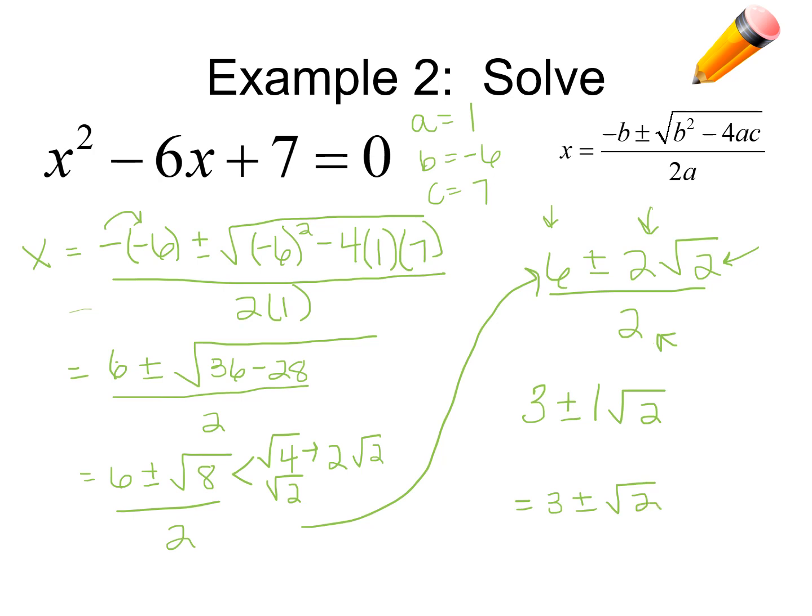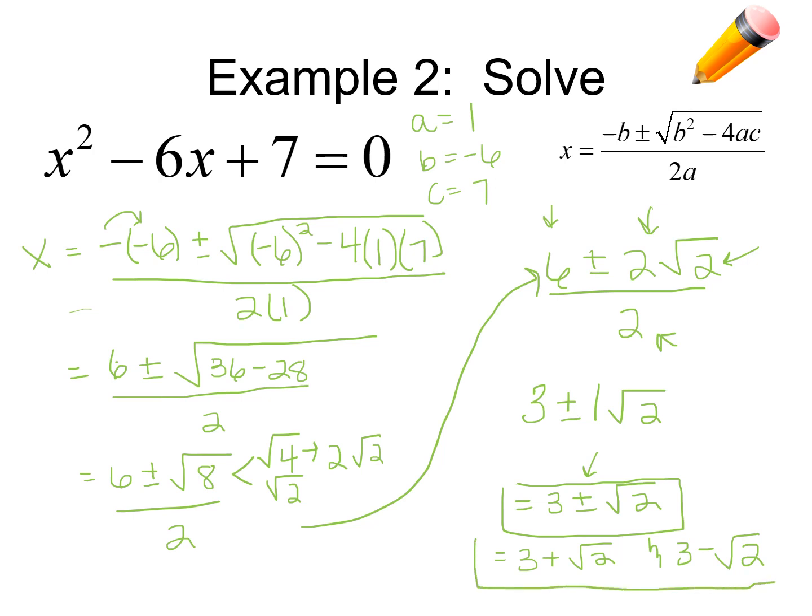Again, the two solutions are coming from this plus or minus, so you can leave it like this, or you can separate it into 3 plus the square root of 2 and 3 minus the square root of 2. Those two solutions are coming from that plus or minus. So I will take either, however you'd like to write it. It might save you some time to leave it as just 3 plus or minus the square root of 2.